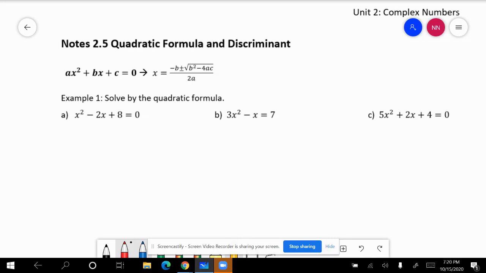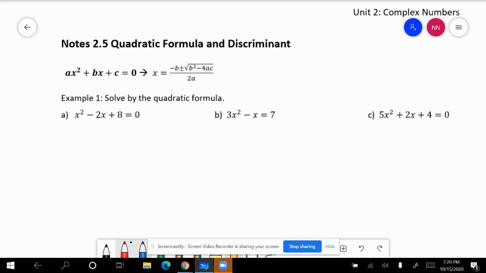What we're going to do is look at solving quadratics using the quadratic formula and the discriminant. The discriminant's not solving it, but it tells us how many solutions there are. Now, first, the quadratic formula. This is based off of a quadratic equation.